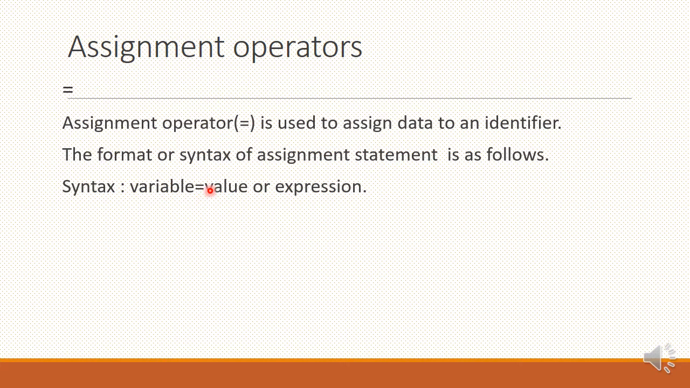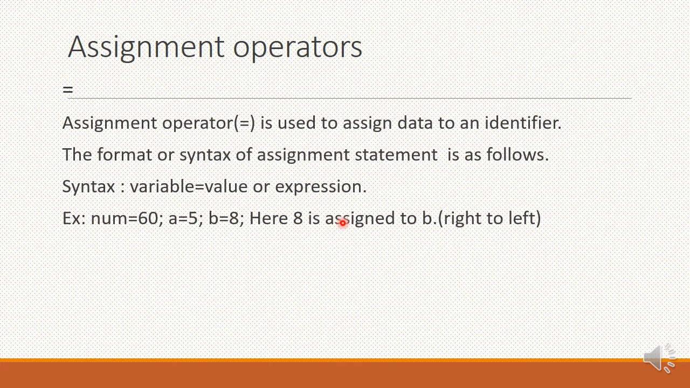assignment operator. From now onwards you have to say that it is the assignment operator, not an equal to operator. Till now we have been saying equal to operator, but whenever we use it in the C program, you have to say assignment operator. Here you write any value, or if you want, you can take expressions also. Now let us see some examples.